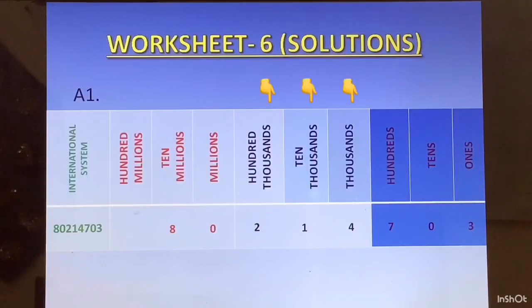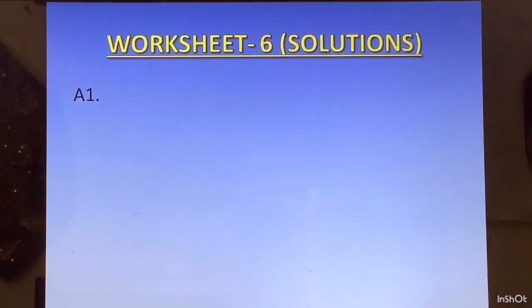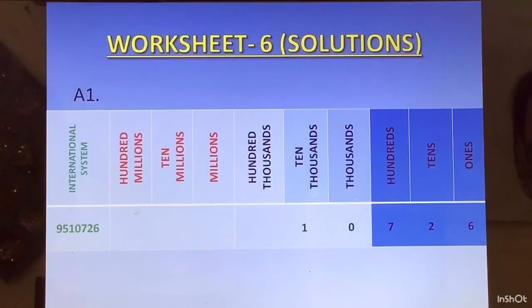Then comes the thousands period. In thousands period we have 2, 1 and 4. 2 under 100,000, 1 under 10,000 and 4 under thousands. So we will read it as 214,000. Next we come to the units period. Units period has 7 under hundreds, 0 under tens and 3 under ones. So we will read this as 703. When we put all this together, we get the number named 80,214,703.